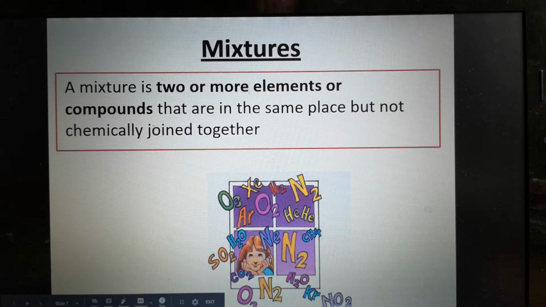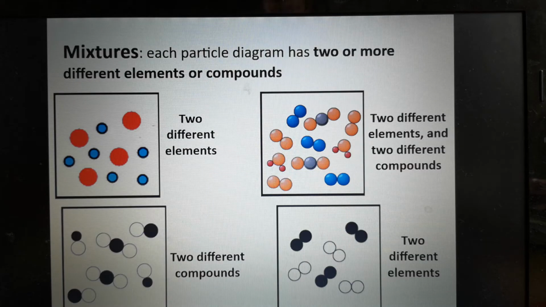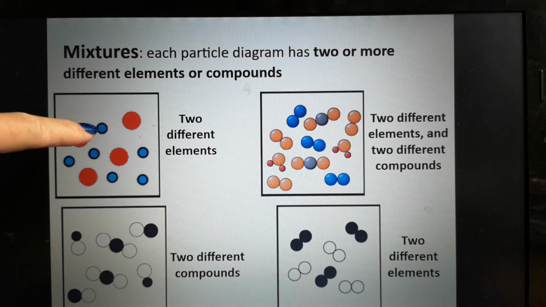Finally, a mixture. Remember, a mixture is two or more elements that are in the same place, but they haven't been joined together. They haven't been chemically bonded together. We can show that in a particle diagram because the bonds are absent. If you look at this one, this is two different elements. There's the blue element and there's the red element. They're in a mixture there, but they're not bonded together. They're not stuck to each other, the balls. So that's a mixture of elements.